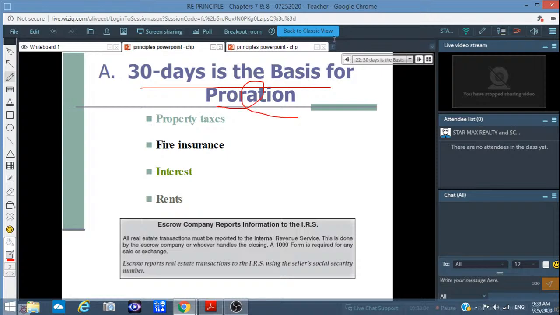Alright, 30 days is the basis for proration. Okay, only in math. Okay，做题的时候呢，就用30天来算了。Okay, property taxes. Now remember, property taxes start on July 1st. That's the fiscal year. Okay，你们要记住，OK，房地产税的话，它是7月1号开始的。OK.